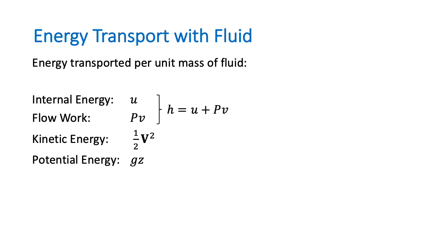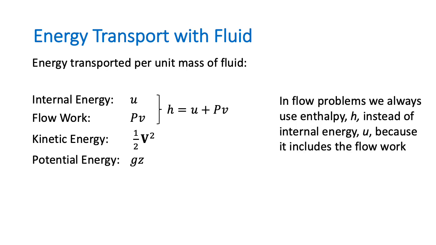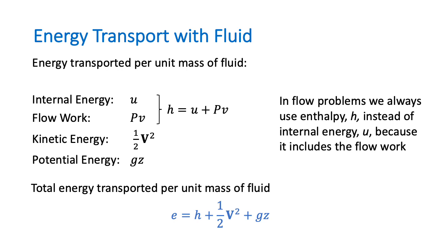Now the first two terms we can combine in the enthalpy, h, which is u plus P v. And in flow problems, we always use the enthalpy h instead of the internal energy u because it includes the flow work. And this makes our calculation much easier. So the total energy transported per unit mass of fluid includes h plus half V squared plus g z.